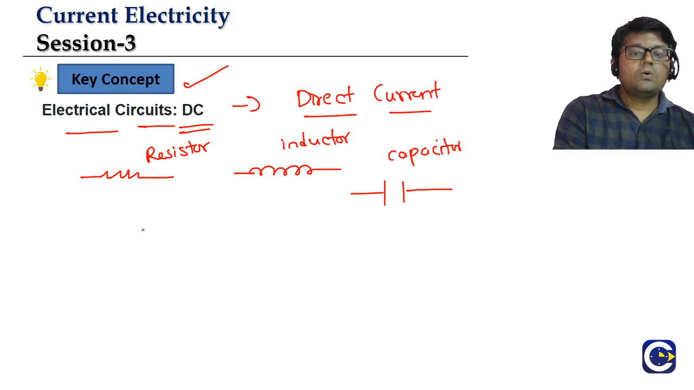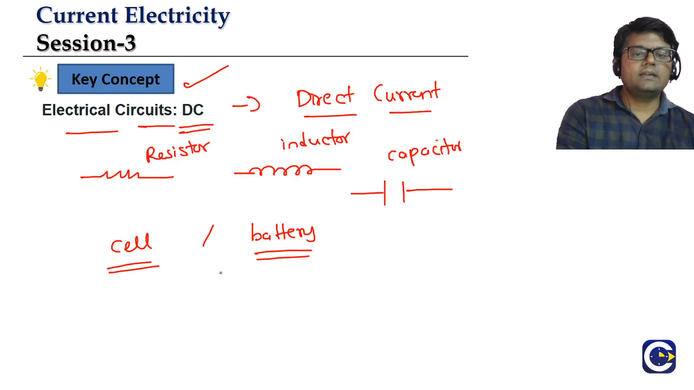But what is the driving force of the circuit? I mean, what drives the current in the circuit? The one that drives the current in the circuit is what we call a cell or a combination of cells, which is known as a battery. So the driving force for electrical circuits is the cell or battery. We will talk about the cell in detail as we go into the discussion.